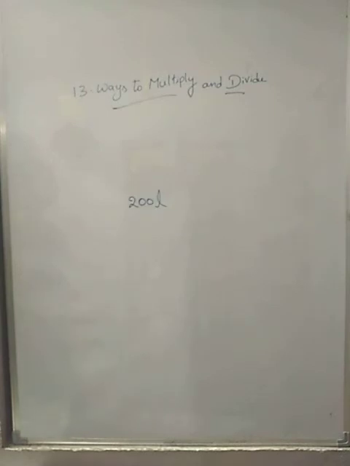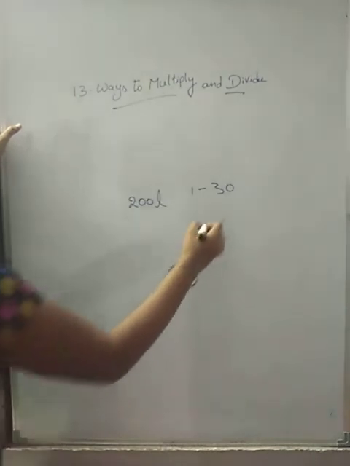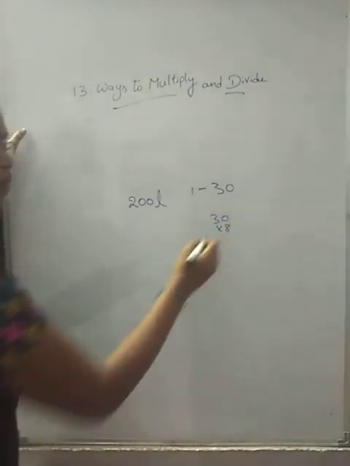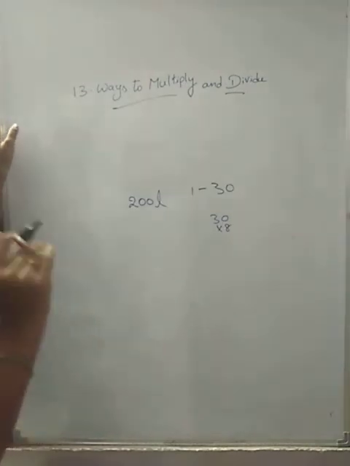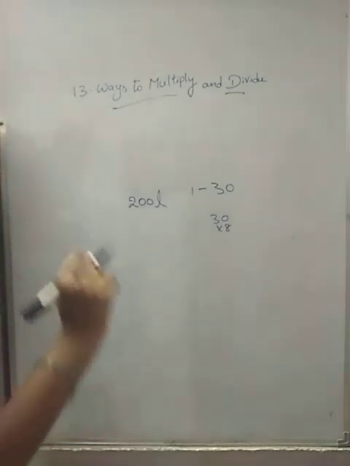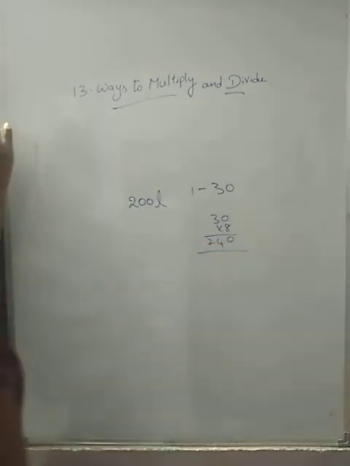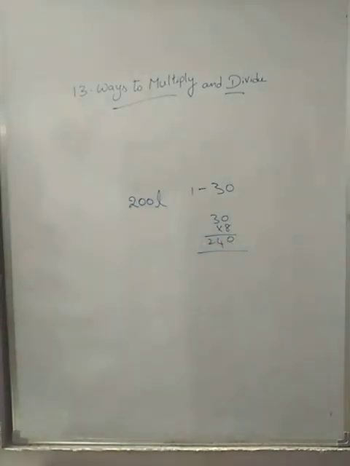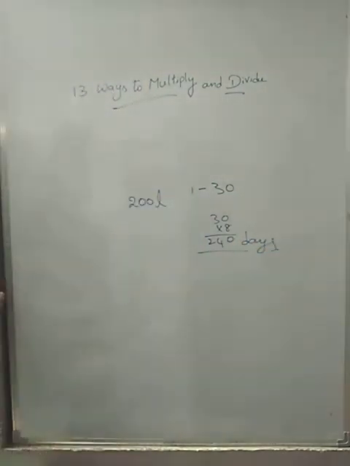For 1 month, 30 days. We know that for 1 month, 30 days. 8 months means 30 into 8. Suppose 2 months means 2 into 30, 3 months means 3 into 30. Like that, how many months are they asking? They are asking for 8 months. That means 240 days for 8 months.